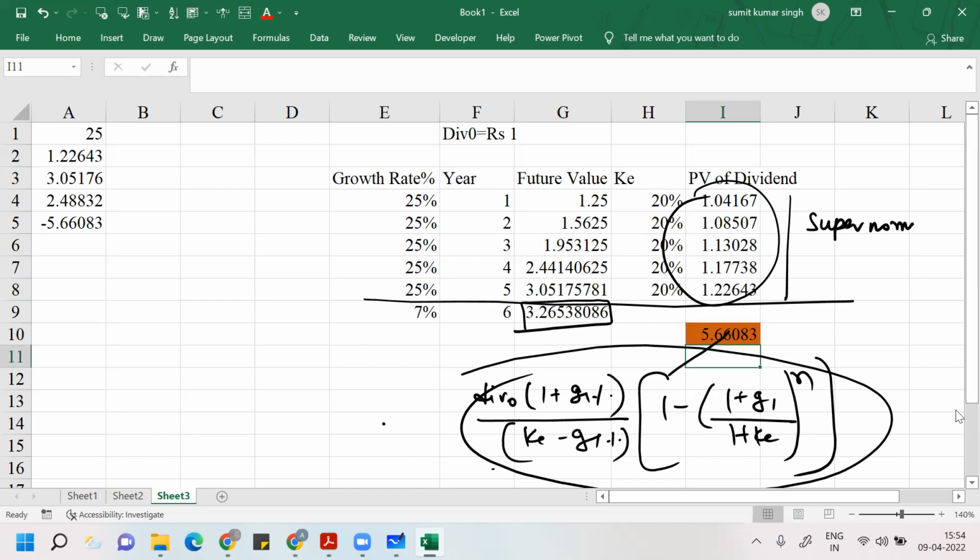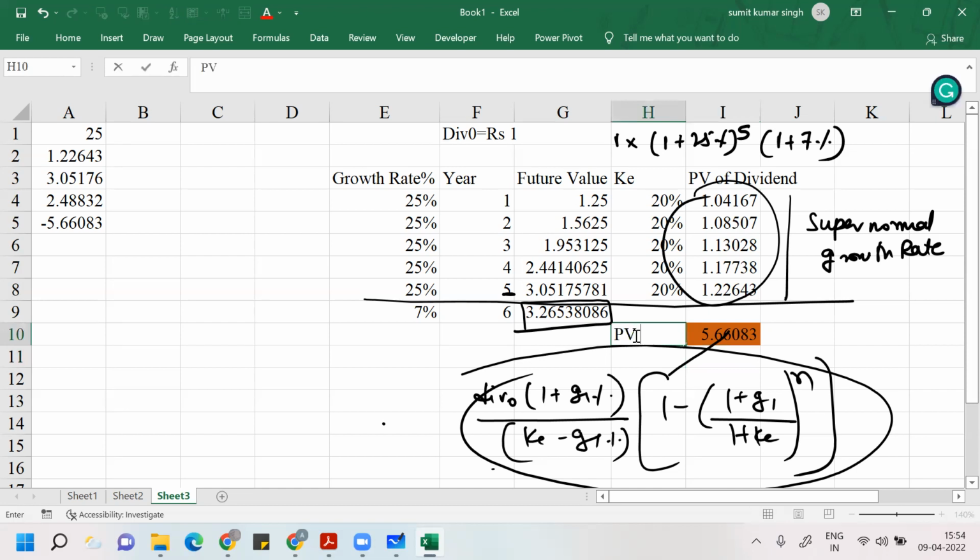Okay, sir, my question is, for that face value, what we do, 1 into 1.25 to the power 6, no? Or plus 1.20, into 1 into 1 plus 25% to the power 5, till here 5, and from the 6th year you have 7%. Okay, sir. So this you found, this is the present value of supernormal growth rate.